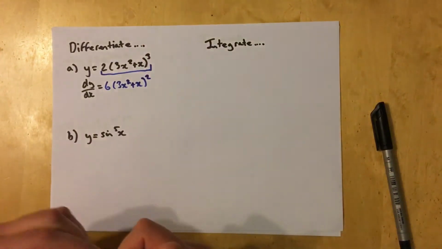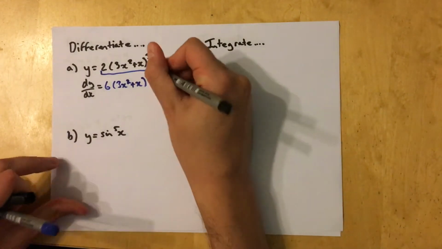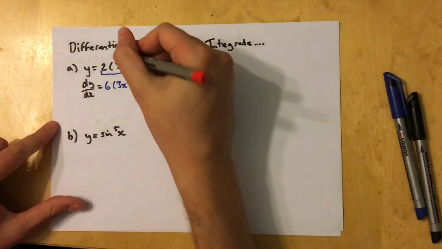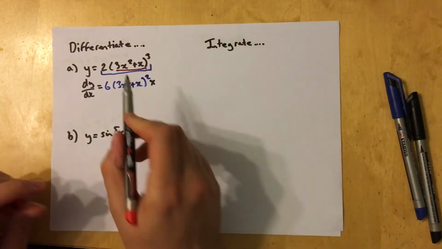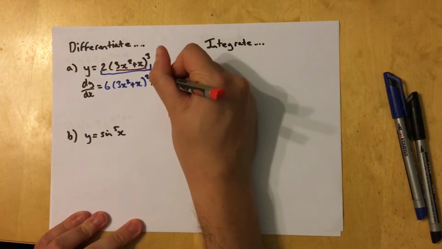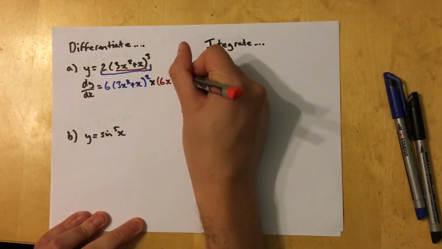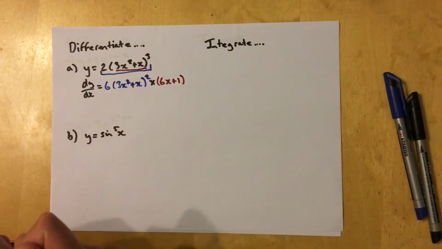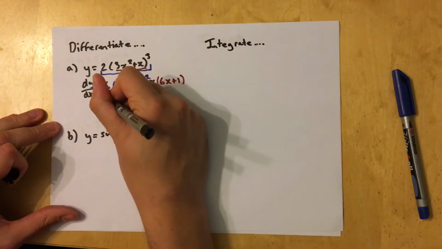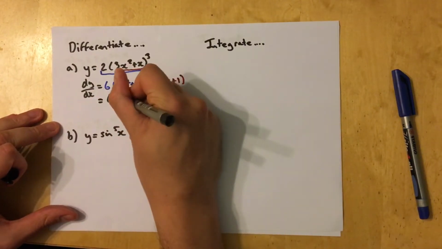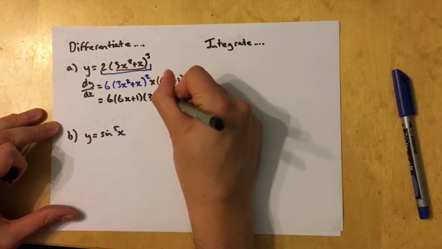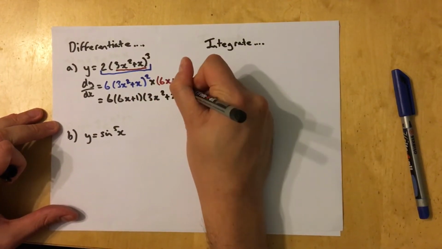Okay. Then what I need to think about is, what do I need to multiply that by? Well, I need to multiply that by the derivative of the inner function. Now my inner function is this part here, so I just need to multiply that by the derivative of 3x squared plus x, which is going to be 6x plus 1. Okay. Now if we just tidy that up slightly, what we get is 6 lots of (6x plus 1), (3x squared plus x) all squared.